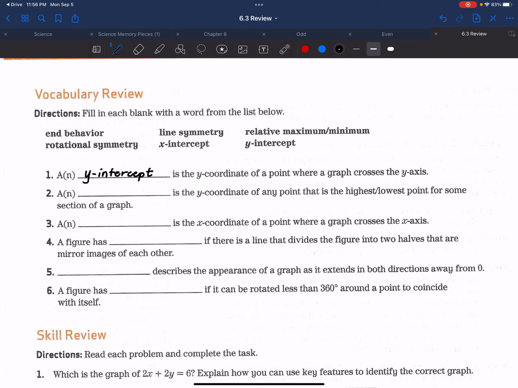A blank is the y-coordinate of any point that is the highest or lowest point for some section of a graph. That is relative max or min. Maximum if it's a hill, minimum if it's a valley.